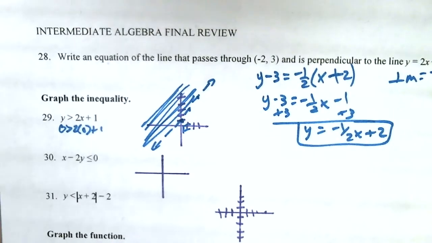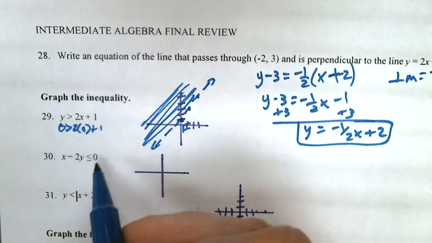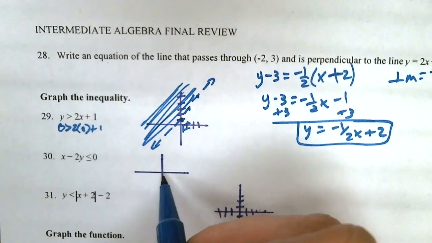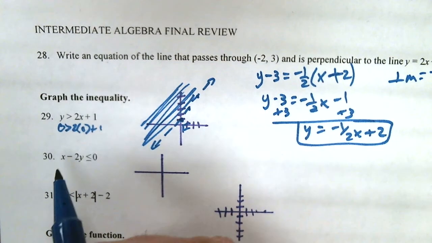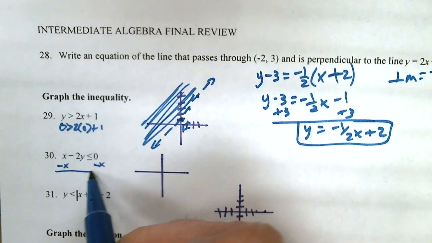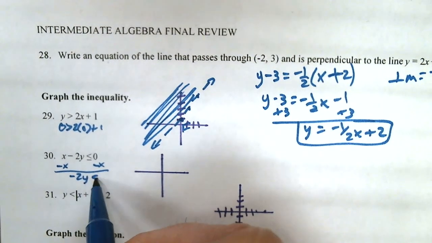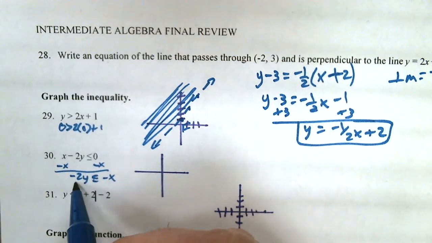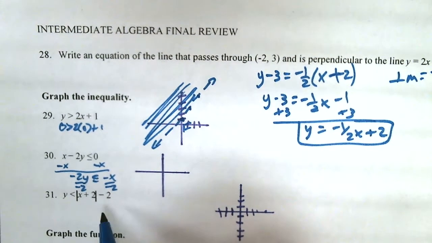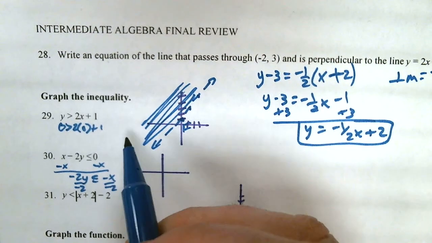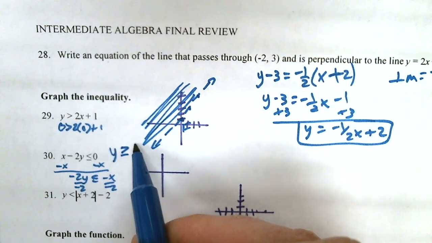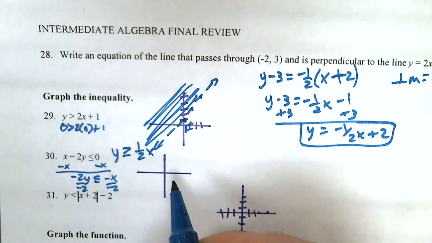Question number 30. I'm going to put this one in slope-intercept form because if I don't, my intercepts are both 0 and 0 for x and y. So I'm going to subtract x from both sides. And I get negative 2y is less than or equal to negative x. Dividing by negative 2, divide by negative 2. Remember, when you divide by a negative, you need to switch the sign. So the equation I'm graphing is y is greater than or equal to 1/2 x.